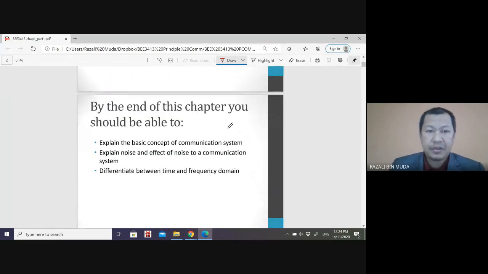Okay, by the end of this chapter, you should be able to explain the basic concept of communication system, explain the definition of noise and the effect of noise on communication system, and third, you should be able to differentiate between time domain and frequency domain.